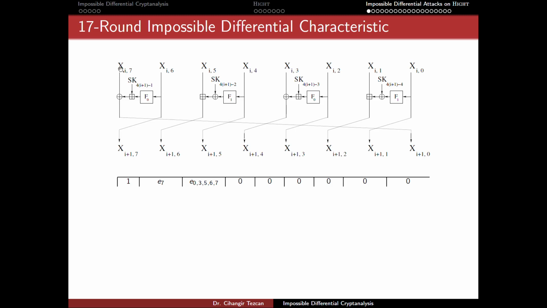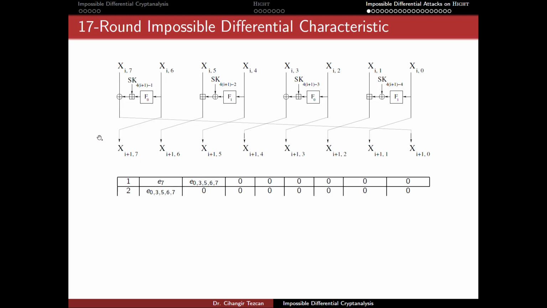Instead of giving a difference here, let's give a difference to both of these bytes, but choose them in a very specific way, so that this difference, when you put it into F0, ends up with E7. Since E7 means the difference is on the leftmost bit, the modular addition doesn't affect this difference, so it comes here. And if you put E7 here, they cancel each other. So this one comes as a 0 and goes here, and this difference comes from here to here.